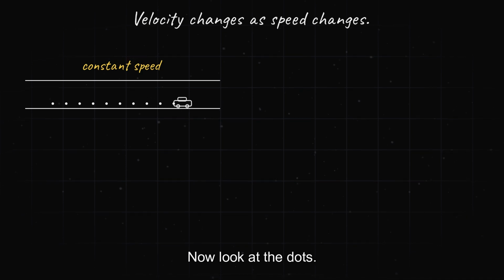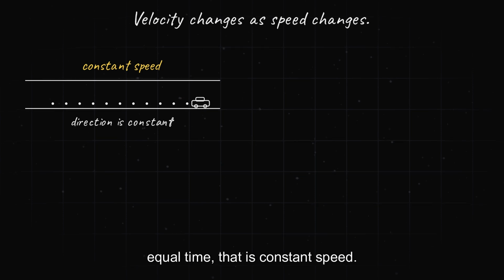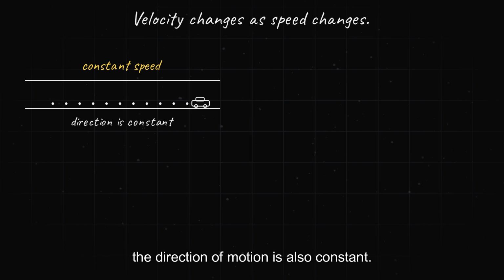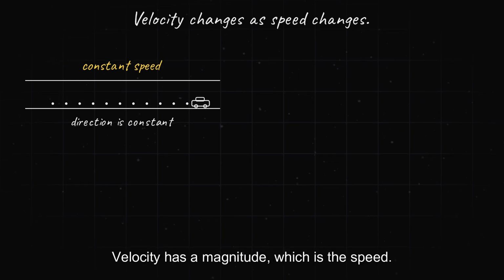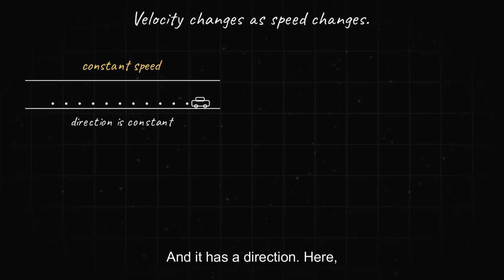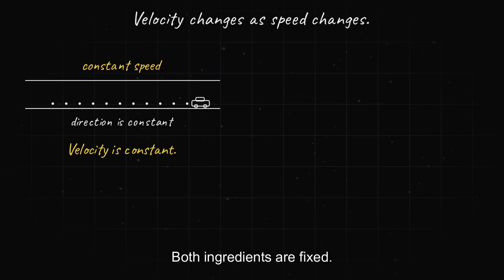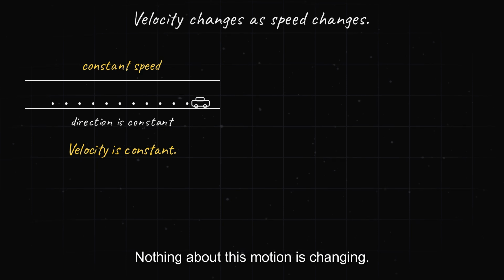Now look at the dots. Equally spaced, equal distance covered, and equal time. That is constant speed. And since the road is perfectly straight, the direction of motion is also constant. Now think about the velocity. Velocity has a magnitude, which is the speed, and it has a direction. Here, the speed is constant, and the direction is constant. Both ingredients are fixed, so the velocity is constant. Nothing about this motion is changing.